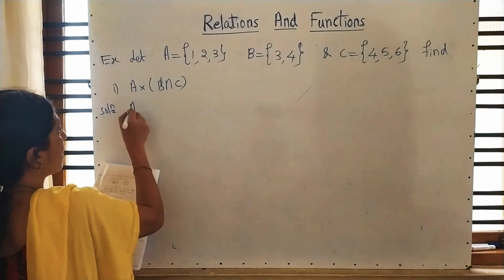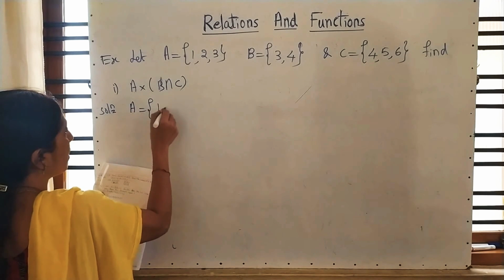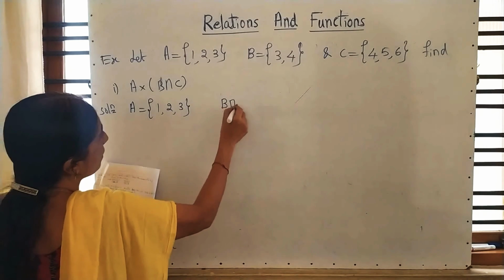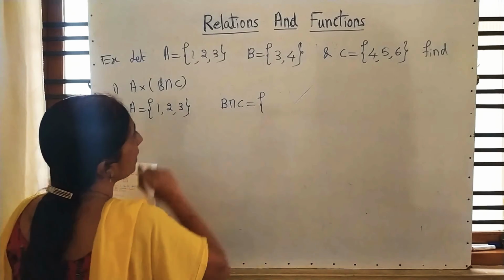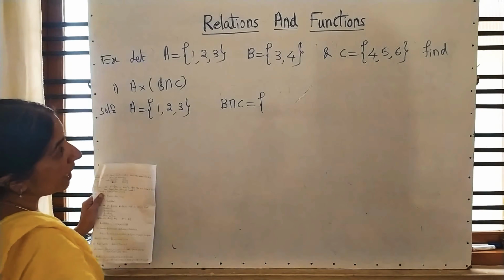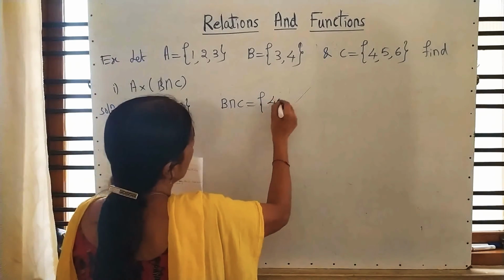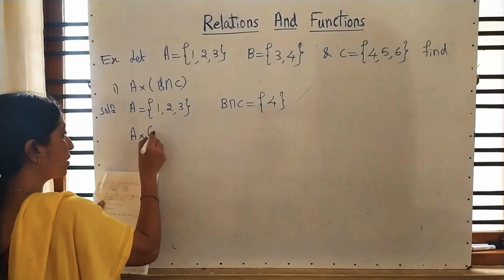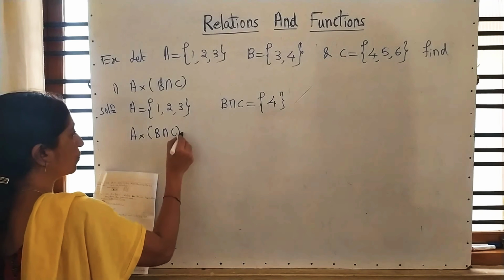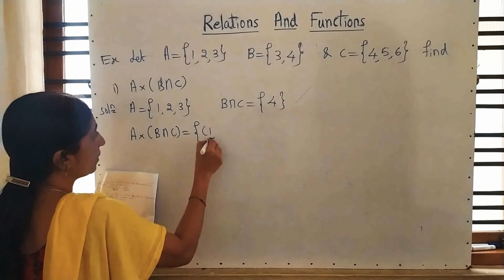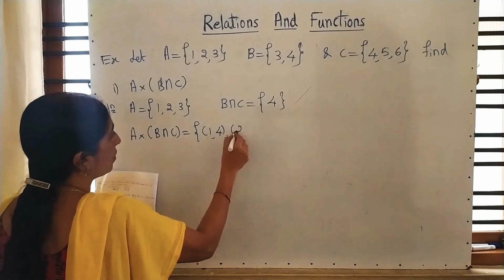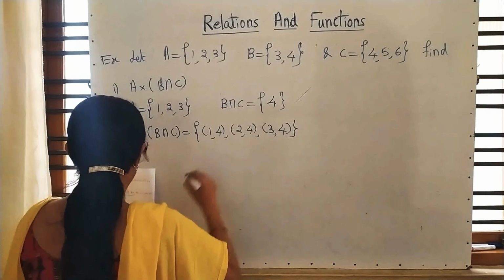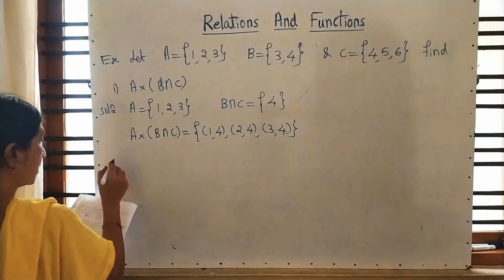First, what do I write? I will write set A: 1, 2, 3. Then B intersection C. That means the common element from sets B and C. What is the common element? 4. Now write down the cross multiplication, that is the Cartesian product of these two. It is (1,4), (2,4) and (3,4). See, is it very simple or what? Yes, it is very simple.